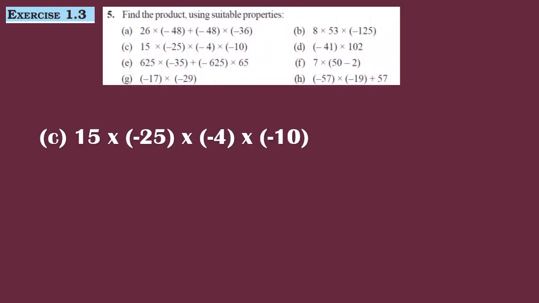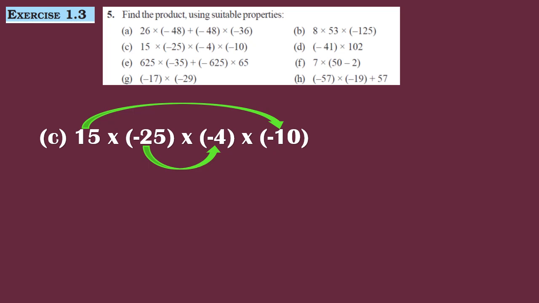15 into minus 25 plus minus 4 into minus 10. Here also look into the numbers. Are there any two numbers which, when you multiply, you will get 10 or 100 or 1000 like that? Yes, minus 25 into minus 4. 25 into 4 is 100. So minus 25 into minus 4 is also 100. Then we should multiply that first, then 15 and minus 10.